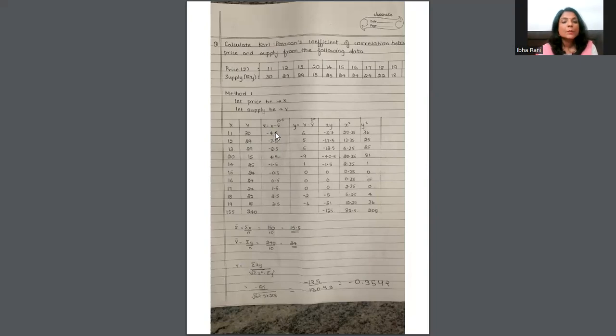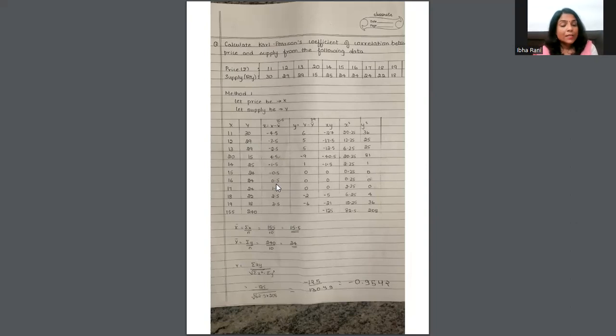So the small x will be calculated. We will deduct all the variables of x with the average of x. Average of x in this question is 15.5. So 11 minus 15.5, 12 minus 15.5, 13 minus 15.5. It will keep on coming: minus 4.5, minus 3.5, minus 2.5. So the first column we got, that is small x.